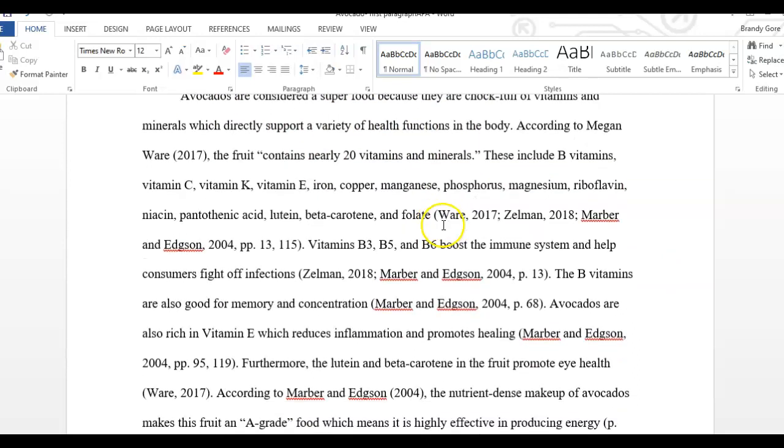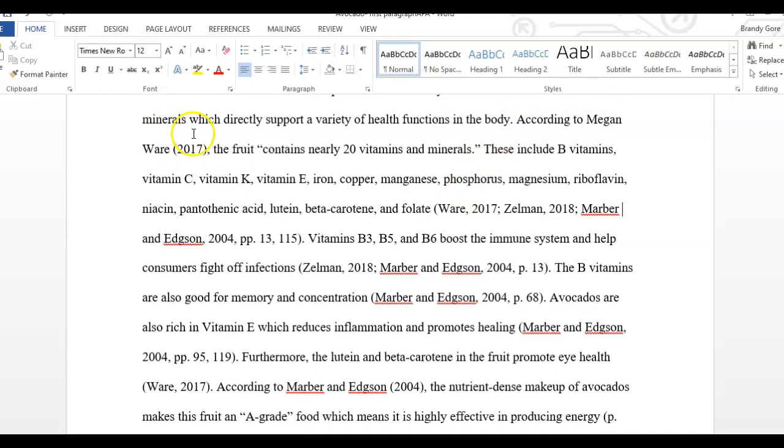Now I can get into the research. Do not include research information in your first sentence. Just don't do it. According to Megan Ware, note the 2017 here, comma goes after 2017, the fruit contains nearly 20 vitamins and minerals. And that's the actual word-for-word quote from that particular source. I couldn't really think of another way to say that without plagiarizing, so I quoted it. Now, this is where it gets messy. It is possible that for this particular sentence you wouldn't even have to cite it because it's common knowledge, because we can find this information in tons of sources. However, this is a research paper and you are using specific sources, so go ahead and cite your sources.